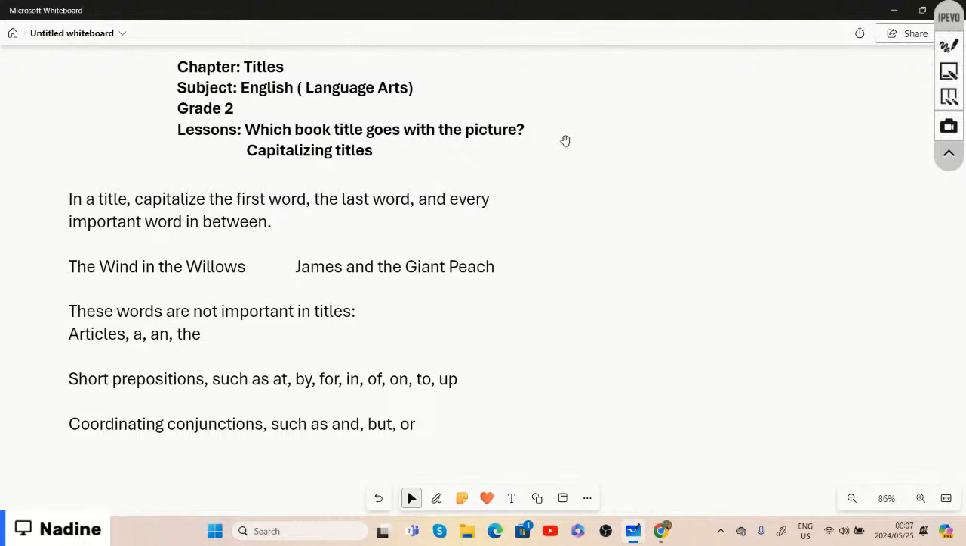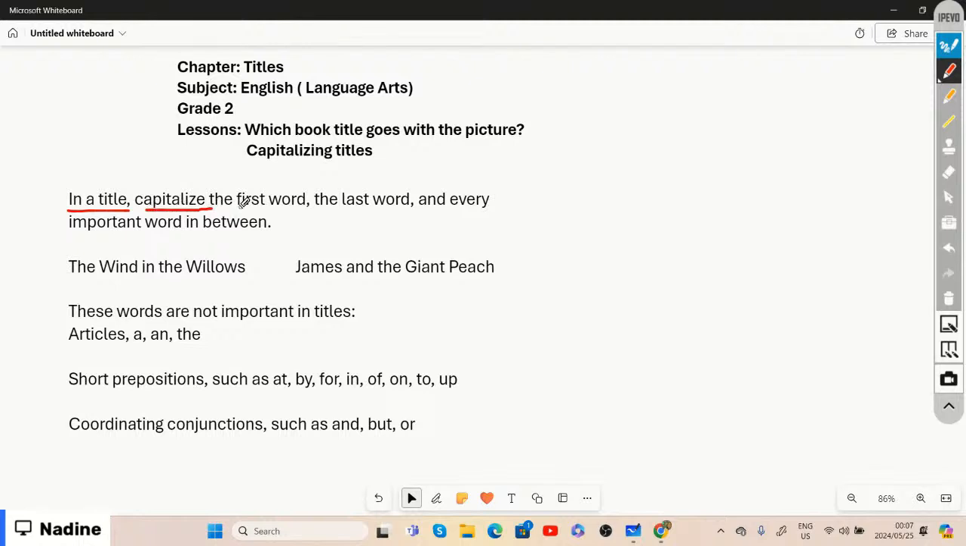All right. So within a title, if we have a title of a story or a title of a book, in a title we capitalize. So if we want to try and capitalize or write a title, then within a title we capitalize the first word, we capitalize the last word of that title, and we capitalize every other important word that is in between.